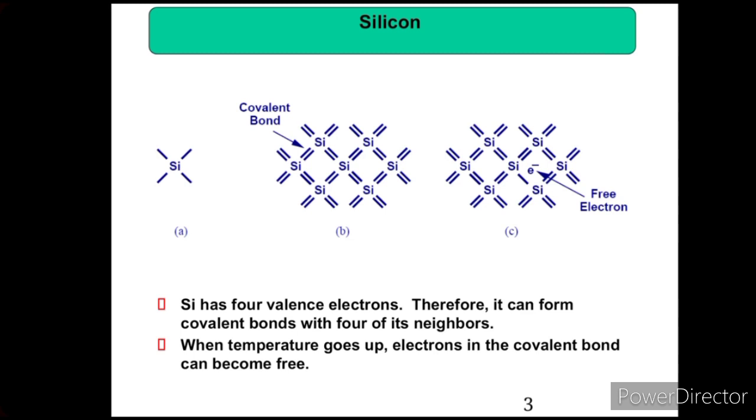The conductivity of silicon can be changed by temperature. When the temperature goes up, electrons in covalent bonds can become free. When the electrons are free, they can move through the material, which means the conductivity of silicon increases.